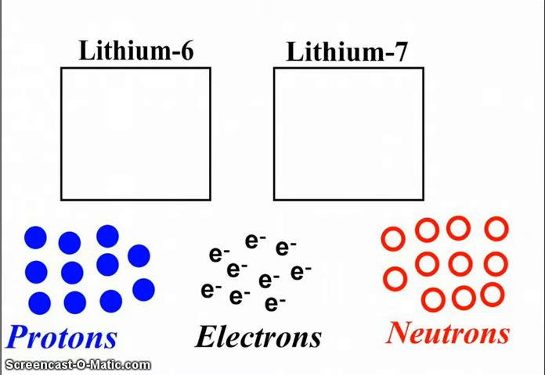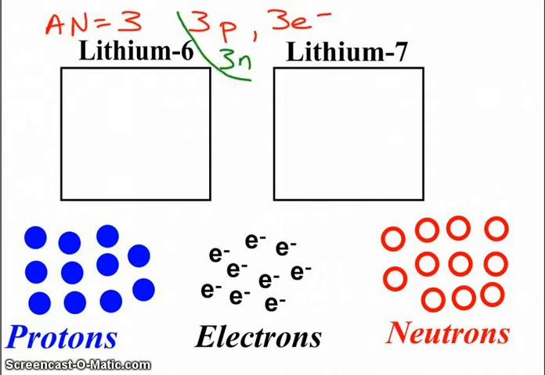So when you look up lithium on the periodic table, it has an atomic number of 3. With the atomic number of 3, that means lithium is going to have 3 protons and 3 electrons, since all atoms are electrically neutral. What's going to be different between these two, since they are isotopes, is the number of neutrons. Lithium-6 is going to have 3 neutrons, since 3 plus 3 is 6. Lithium-7 is going to have 4 neutrons, so that 3 plus 4 is 7.